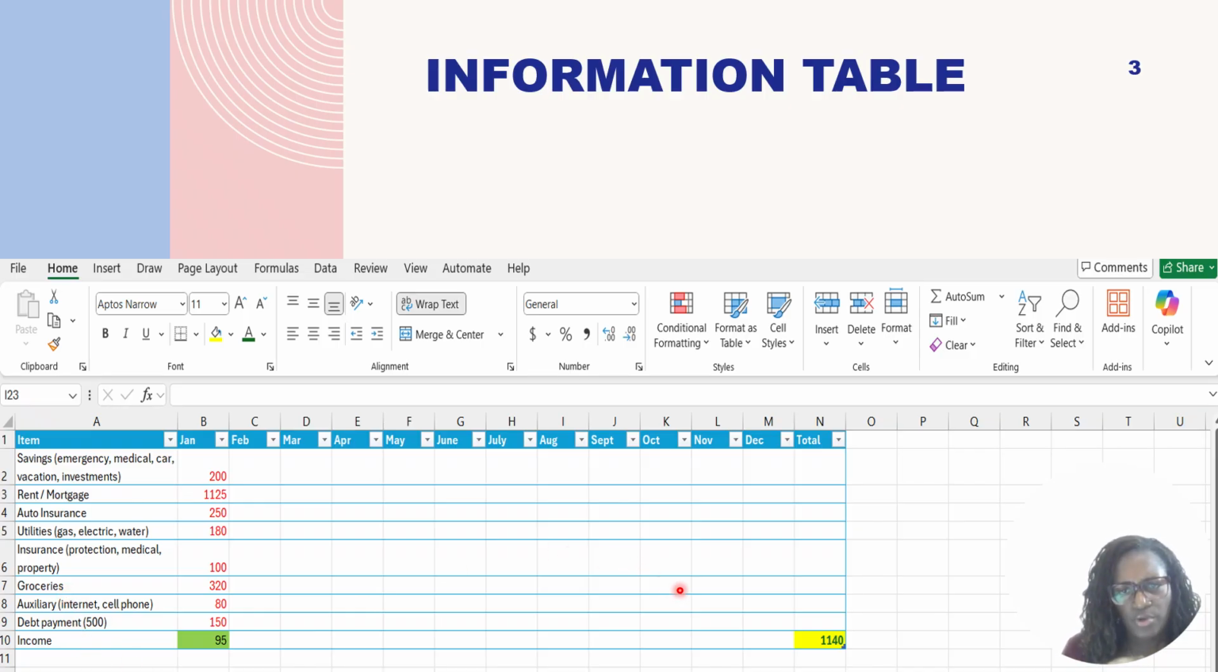Now let's fast forward over here to the very end of this slide where it has total. At the end of a year, you see this amount here highlighted in yellow, $1,140. Well, that's extra money that you've had, because you followed your budget plan to a T. You did not spend anything extra, and this is what you have left free and clear for you.